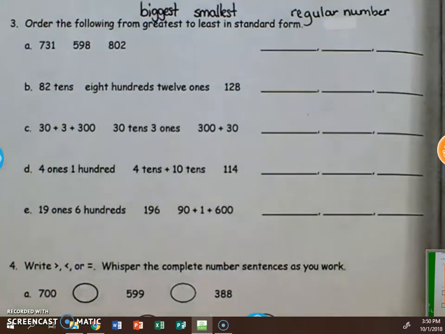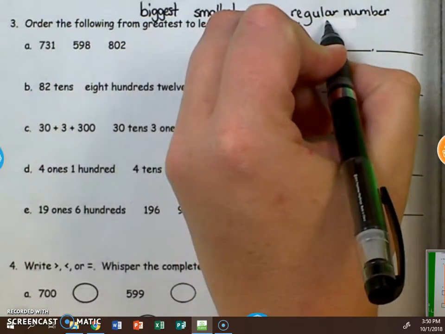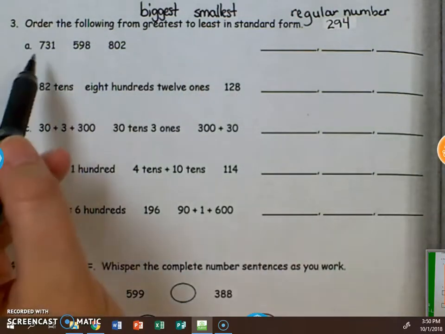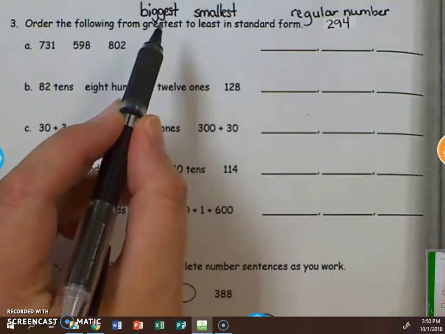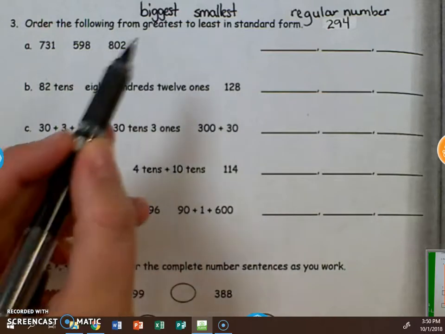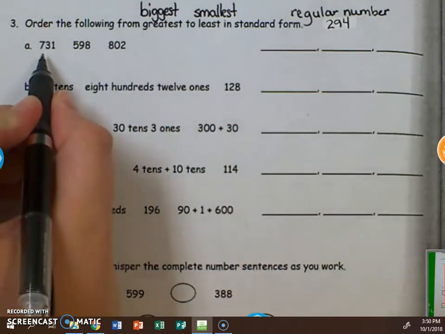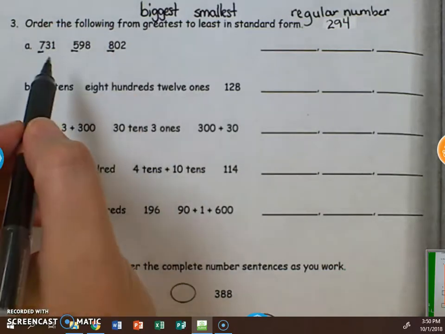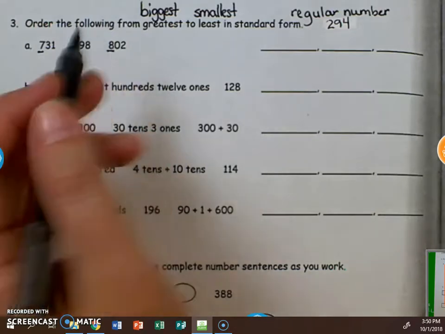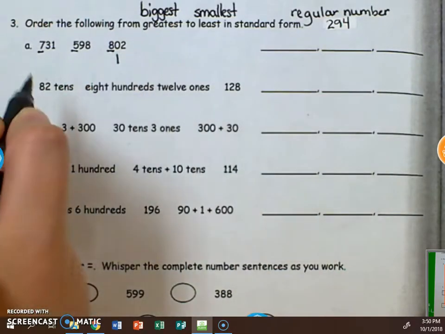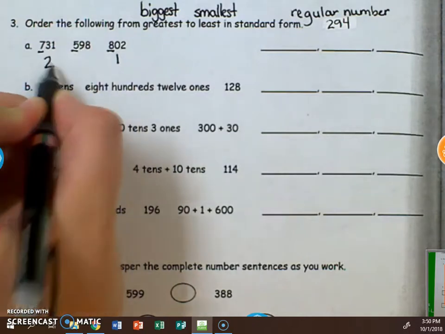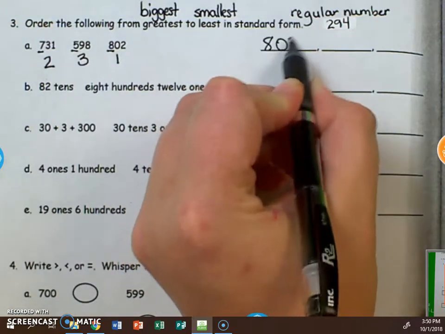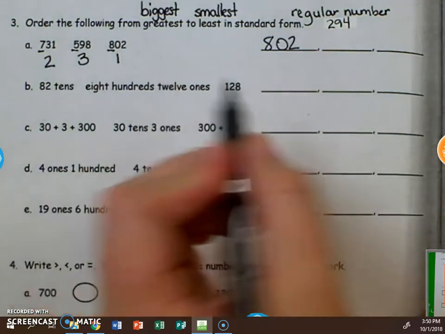So like 294. If I were to write that, it would look like this. That is standard form. So let's look at A here. We have three numbers. I want to put them in order from biggest to smallest, or greatest to least. We look at the greatest valued place. So we have the hundreds, hundreds, hundreds. We look and see which number is the biggest. 8 is the biggest, so that will go first. 7 is bigger than 5, so that would go second, and then the 5 would go third. We would then write down the numbers over here on the lines with commas separating them.